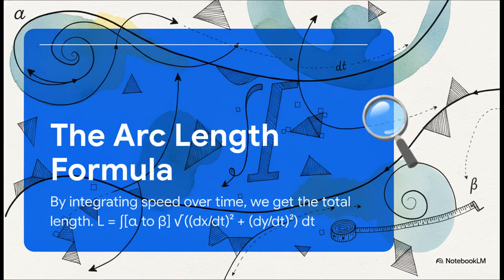And this is it. This is how it all comes together. We take that expression for speed we just figured out, the one from Pythagoras, and we stick it inside an integral. By integrating from our starting time alpha to our ending time beta, we're basically adding up the speed over the entire trip. And the result? The total length of the curve. This is our master formula for arc length.